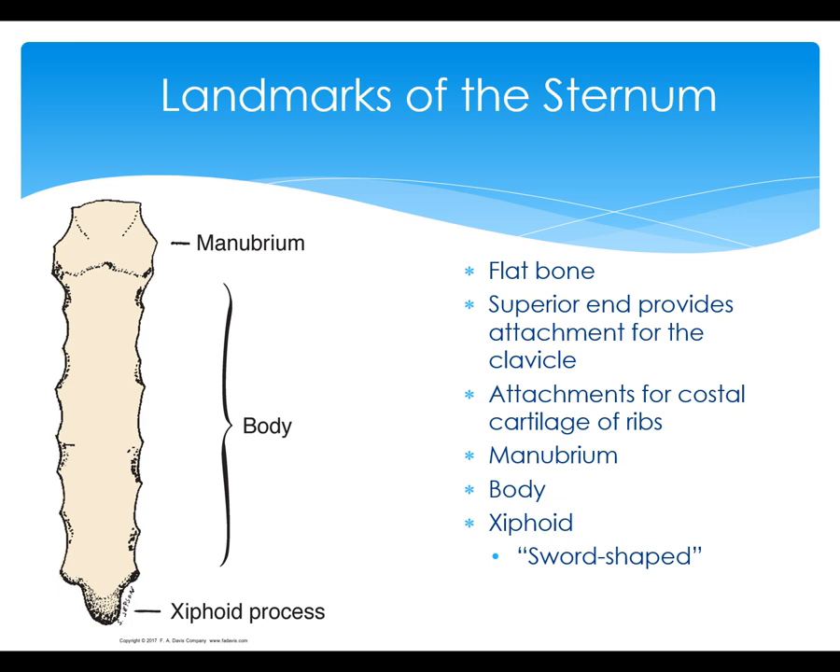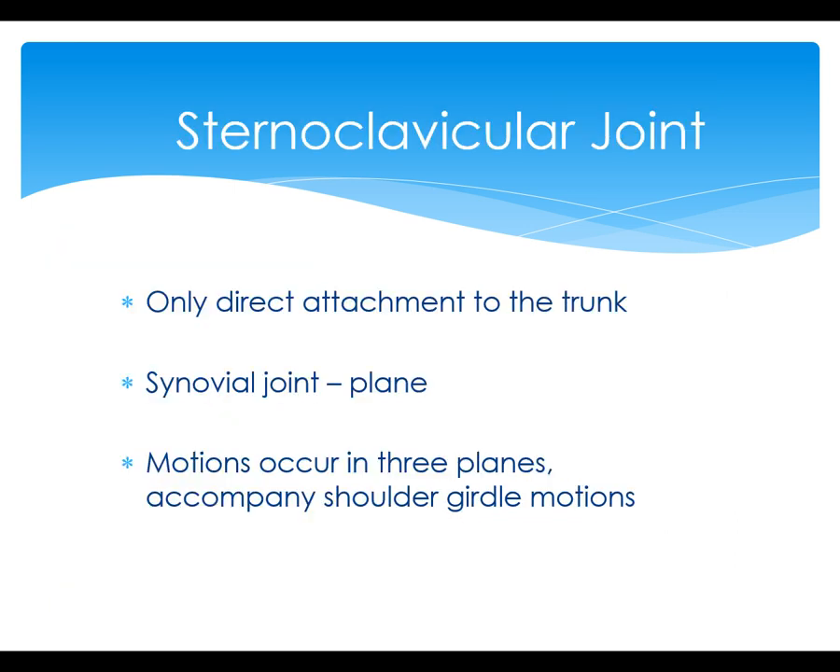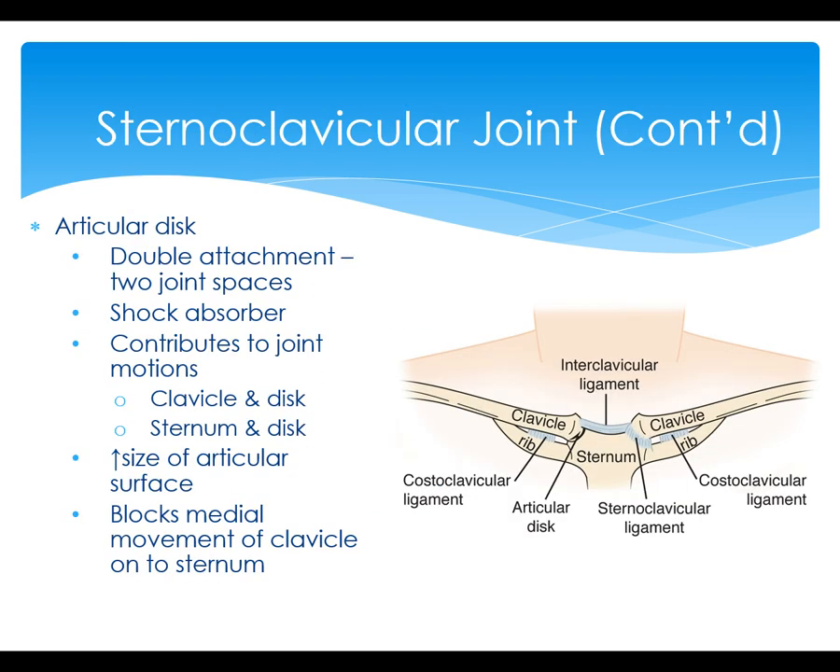The sternoclavicular joint is the only direct attachment to the trunk. It is a synovial plane joint, and motions occur in 3 planes, accompanying the shoulder girdle motions. Here's a picture of the sternoclavicular joint. So this is where the sternum meets the clavicle.